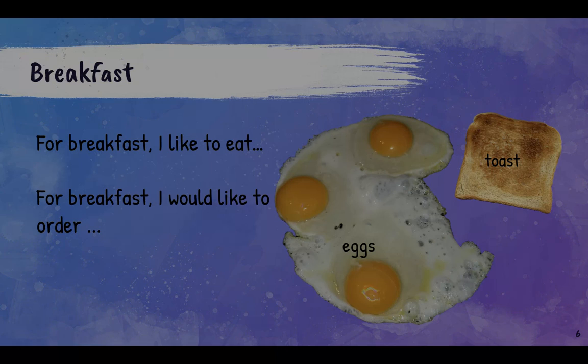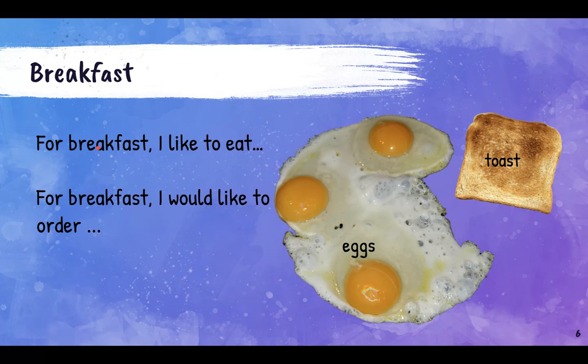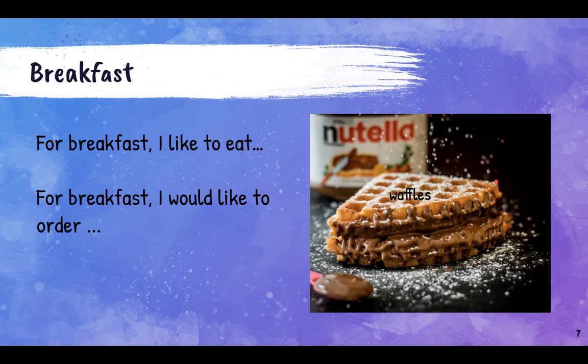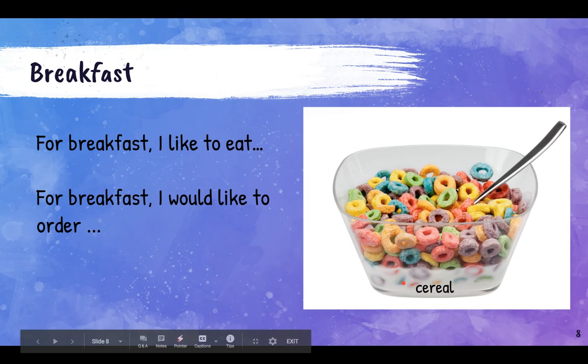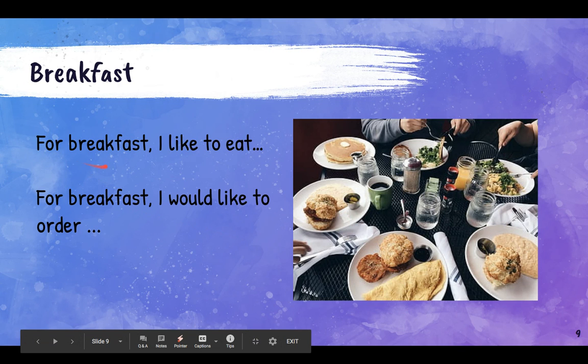Repeat after me. For breakfast, I like to eat eggs. For breakfast, I would like to order eggs and toast. For breakfast, I like to eat waffles. For breakfast, I would like to order waffles. For breakfast, I like to eat cereal. For breakfast, I like to eat pancakes.